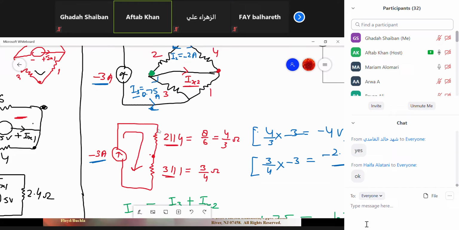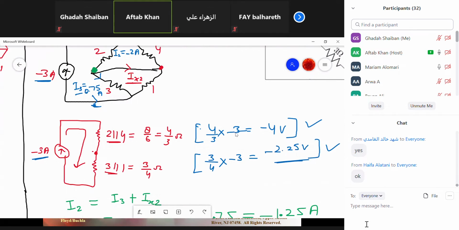Now if I know the current and the parallel value of this resistance, I can find how much voltage drop is here and how much voltage drop is here. So I will calculate how much is the drop here and how much drop is here. So 4 over 3 multiplied by -3, because the current value is -3. Once we multiply, we'll get -4 volts. So in this combination, -4 volts voltage drop is there. Clear?